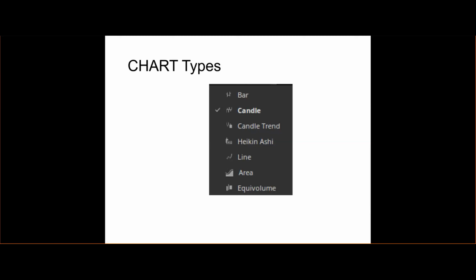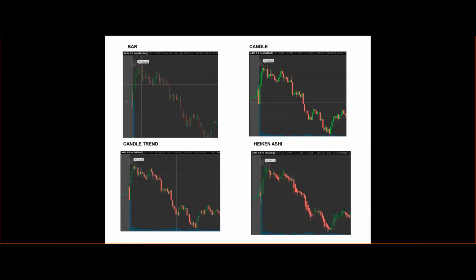Coming to the types of charts we can typically encounter in technical analysis, they are the bar, candle, candle trend, Heikin-Ashi, and all these. We'll take a quick look at how they look right here. So the bar, candle, candle trend, and Heikin-Ashi, what you see on the screen next to each other. Intentionally, I've taken the exact screenshot of Apple, and this is a minute chart, so you can see the differences.